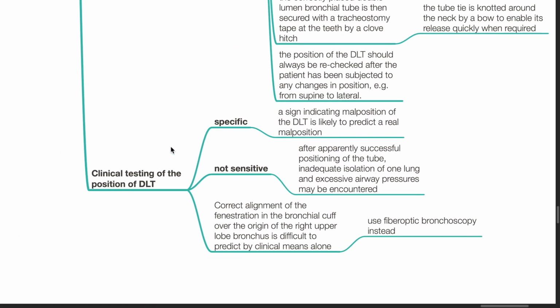Clinical testing of the position of the DLT is specific but not sensitive. A sign indicating malposition of the DLT is likely to predict a real malposition. After apparently successful positioning of the tube, inadequate isolation of one lung and excessive airway pressures may be encountered. Correct alignment of the fenestration in the bronchial cuff over the origin of the right upper lobe bronchus is difficult to predict by clinical means alone. Use fiber optic bronchoscopy instead.